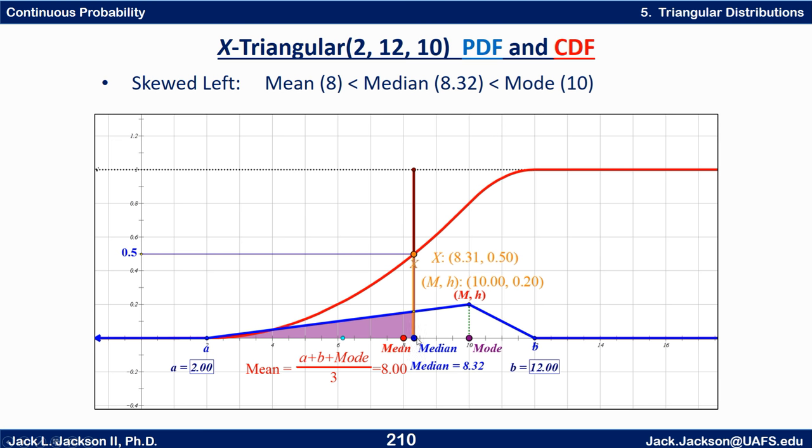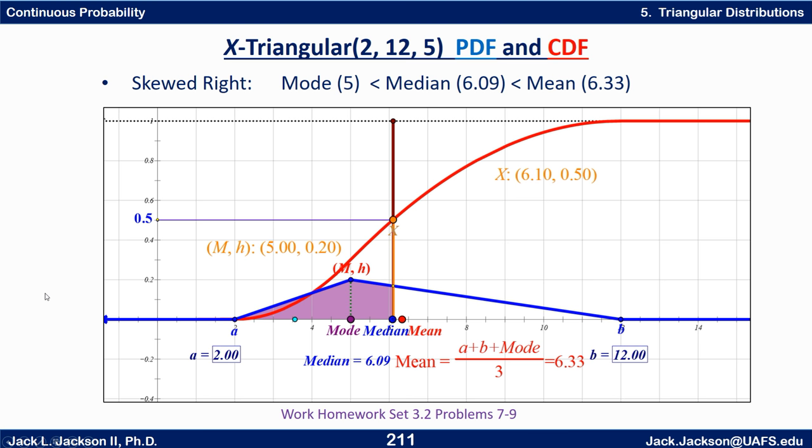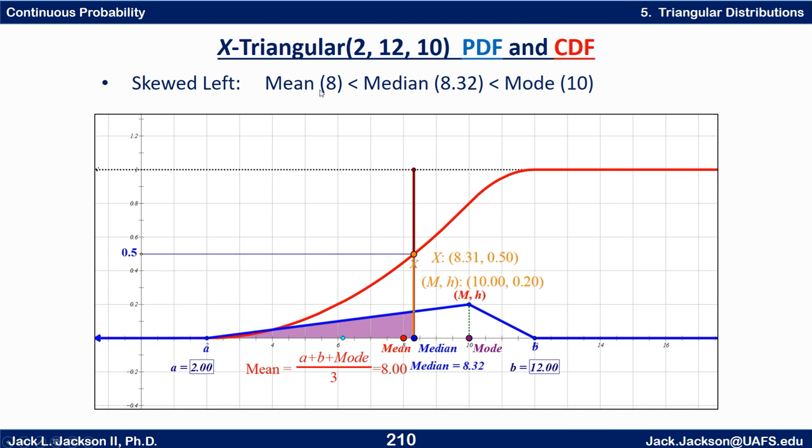But notice it's a little to the right of the mean, and the mode's even further to the right. So they're in kind of an increasing order: mean on the left, then the median, then the mode. And this is skewed to the left. Remember our skewness on the PDF graph. If our tail is longer to the left, that's going to be skewed left, or negative skewness.